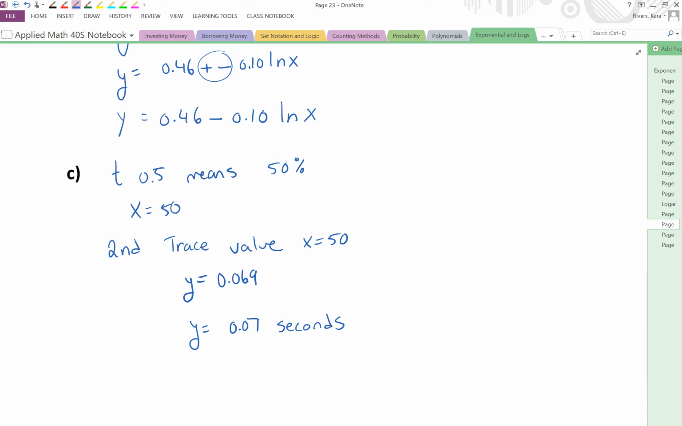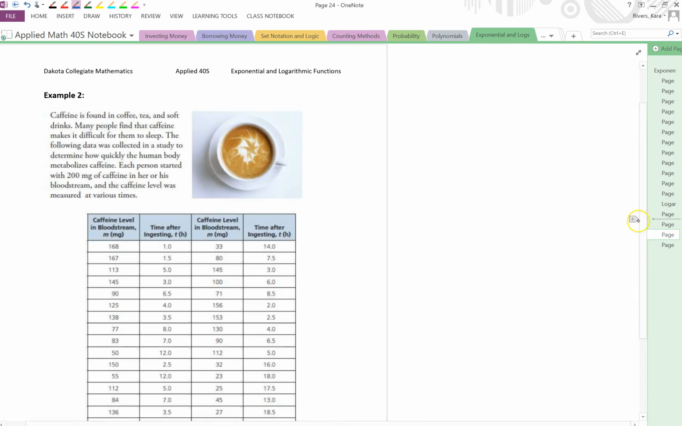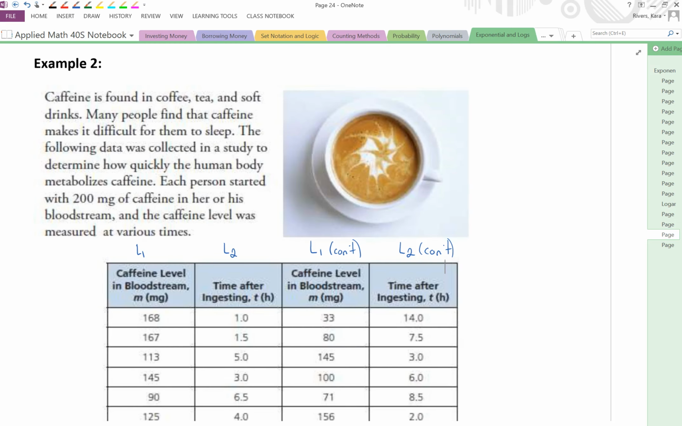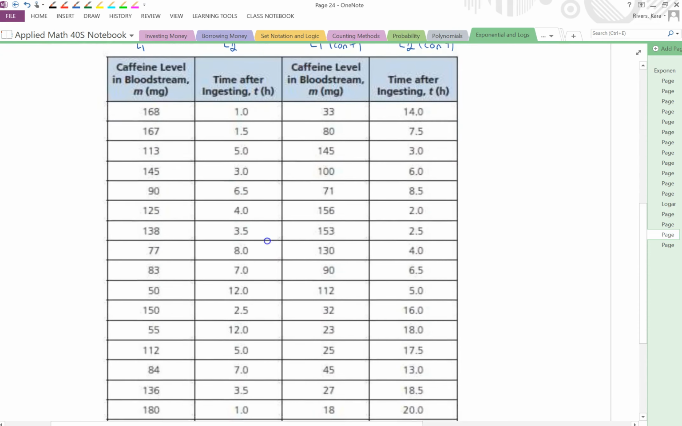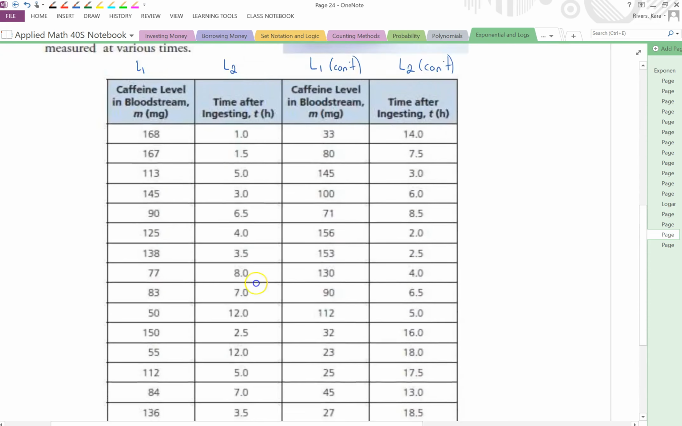What I'd like you to do is go over the next example. We're looking at caffeine and how caffeine metabolizes in your body. And I think you have enough to go through this whole example on your own. You can come back and check with my answer afterwards, but that's it for today's lesson. Just remember when you're doing this, your caffeine level is going to go into L1, and then you're going to continue this next column here. This is L1 continued. It's a really, really long list, and you've got L2 and L2 continued.